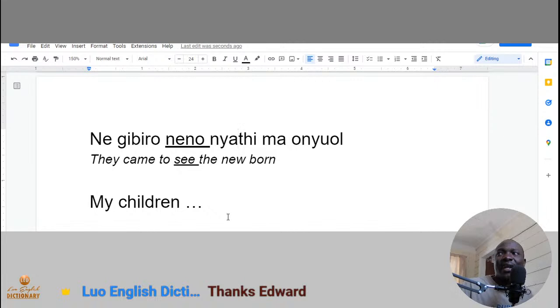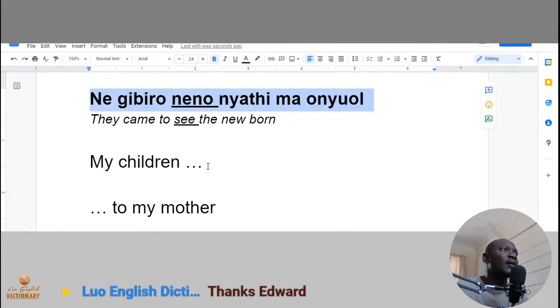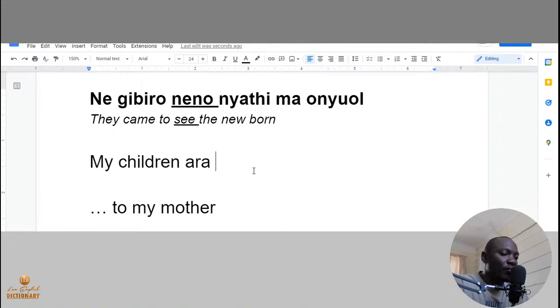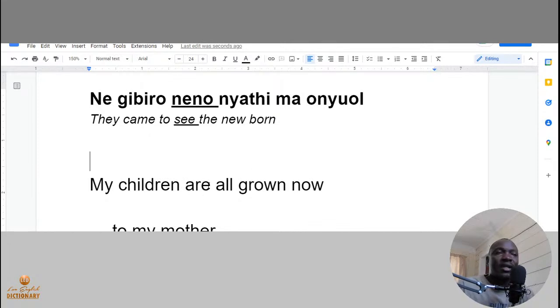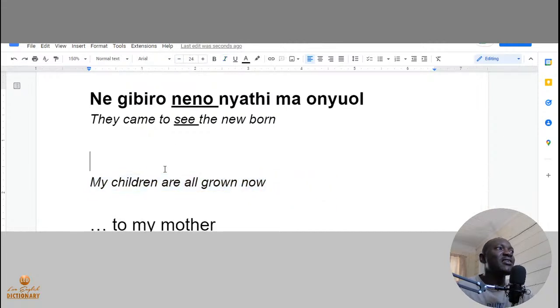Then my children. Now what sentence do I put here? My children are all grown now. That's a nice one, okay? So my children are all grown now becomes, my children is nyithinda.